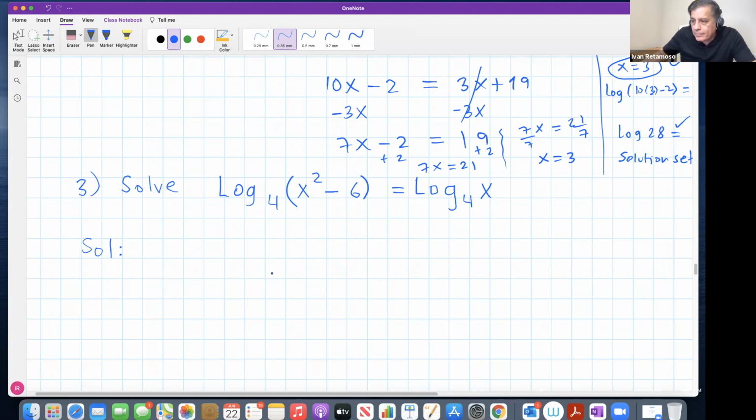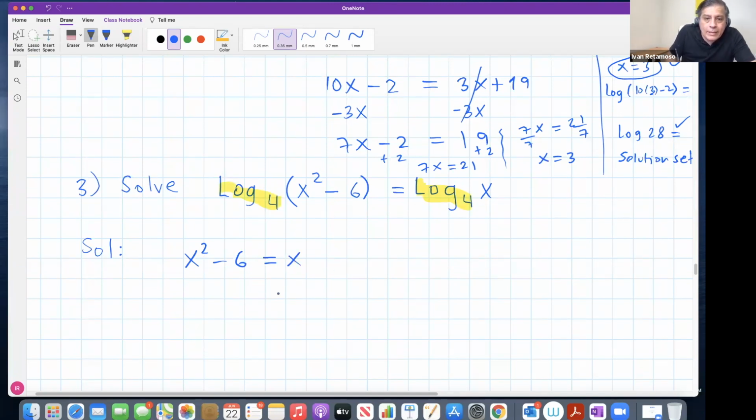Remember, quickly, you notice that the bases for the two logs are the same, equal to 4. So basically, you drop the logarithmic part with the base, since they are the same. Drop it and set equal the arguments. So x squared minus 6 equals x.